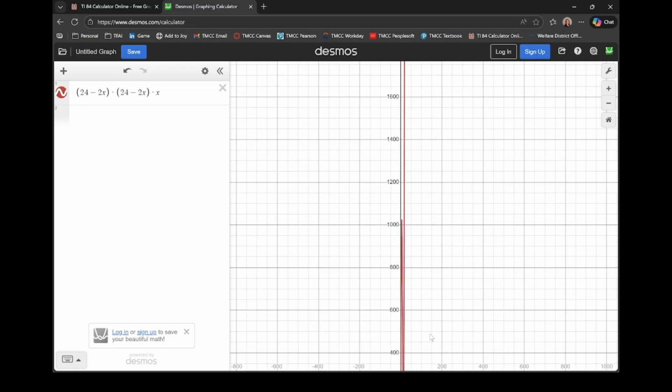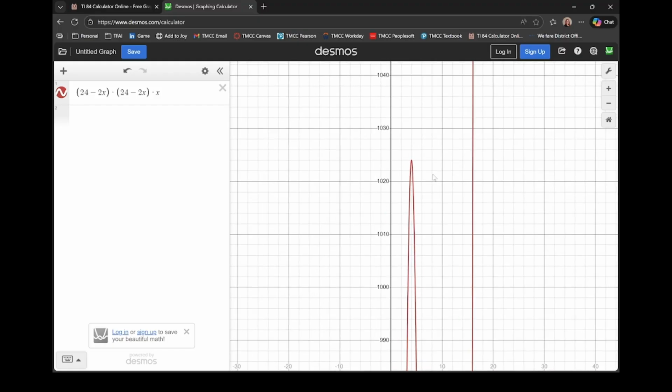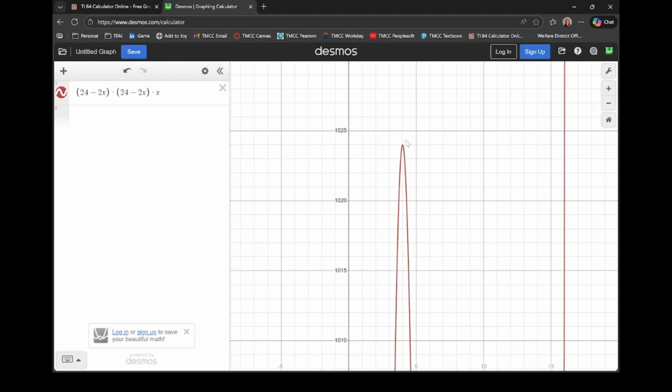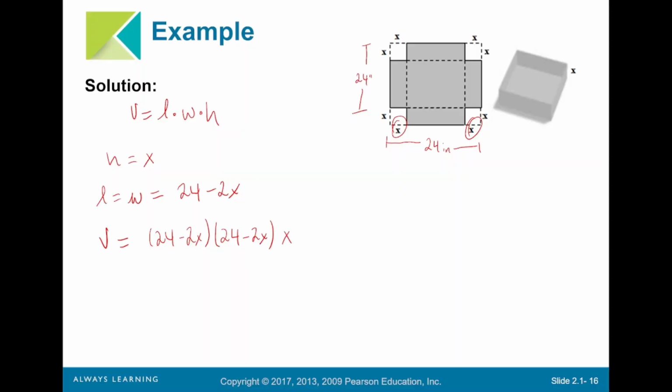Okay, we can see somewhere along here we have a maximum. It's just easier to navigate. We see our maximum happens right here at (4, 1024). The other nice thing about Desmos is you can just click on a maximum to see it. We don't have to go through the calculator and hit graph maximum. So (4, 1024). Let's go back to our slides.